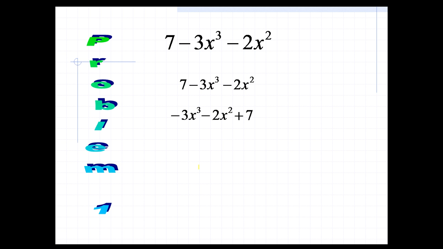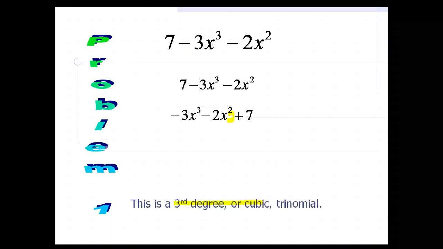This is a polynomial with degree 3, or it is a cubic polynomial. And on the basis of the terms, it is a trinomial. Please note, had this polynomial been minus 3x cubed minus 2x cubed plus 7, then it would still have degree 3 and it would be a cubic polynomial.